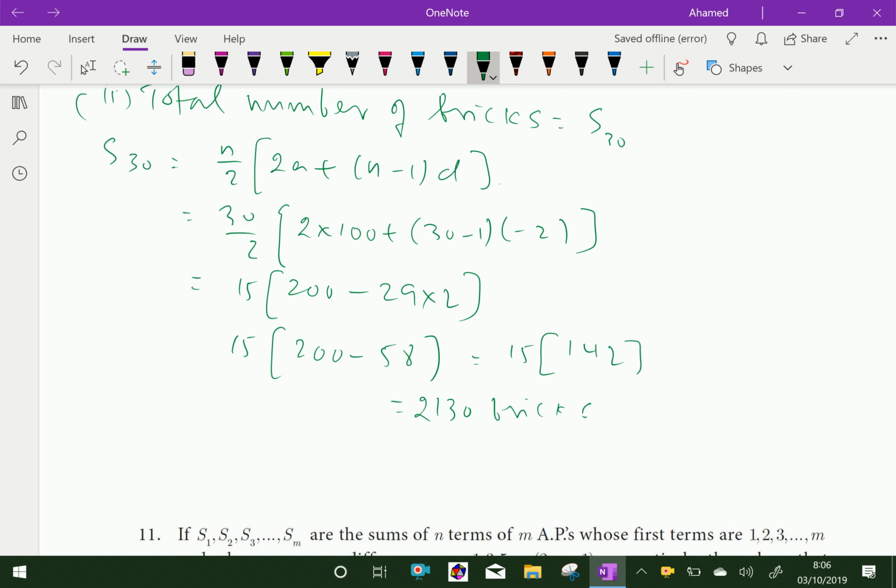Therefore, the total number of bricks required to construct the staircase is 2130 bricks.